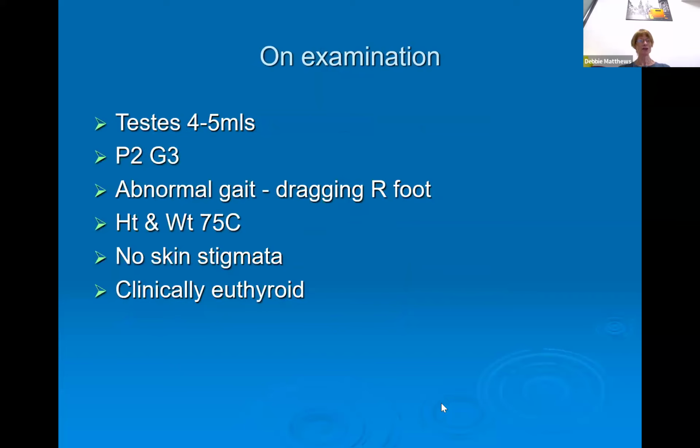On examination, he had testicular volumes of 4 to 5 mLs, i.e. suggesting that he was in early puberty. This was also confirmed by Tanner staging of pubic hair stage 2 and genitalia stage 3. He was also noted to have an abnormal gait. He was dragging his right foot. Height and weight were on the 75th centile. There were no other signs, and he was clinically euthyroid.